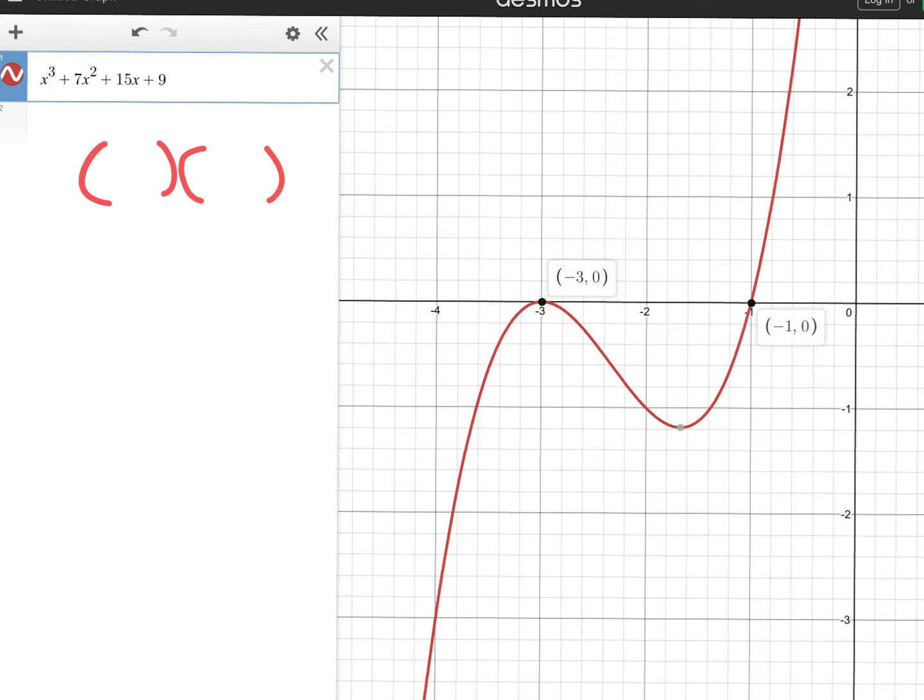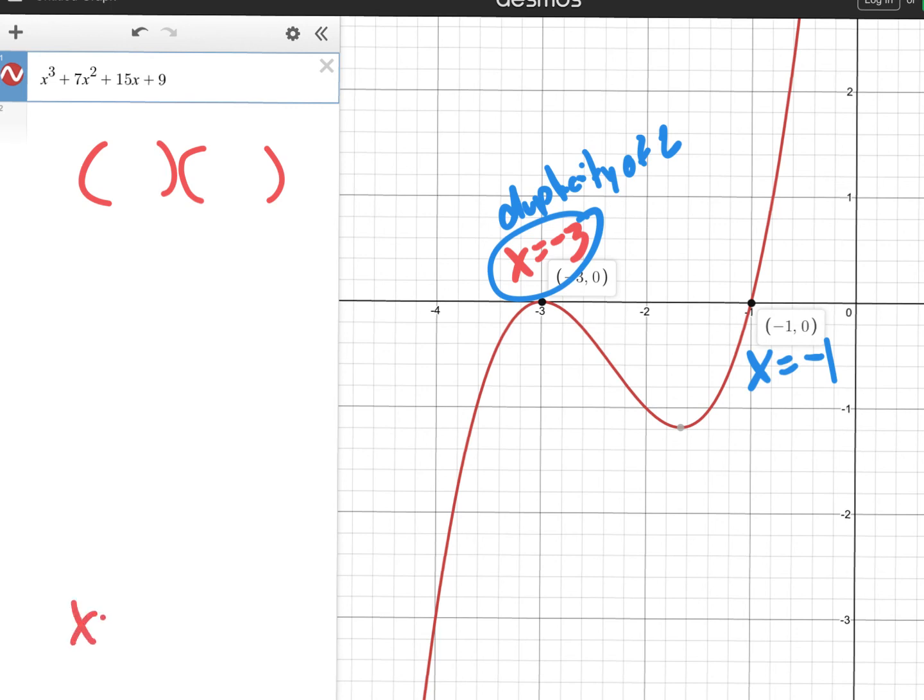And we see 2 answers, but this one, look, it touches. That means that this answer of -3 has a multiplicity. The x equals -3 has a multiplicity of 2. Okay, so this answer happens 2 times. And over here, x equals -1, that only happens once. So what we really have here, guys, is x equals -3 twice, and also x equals -1. So those are your 3 answers.